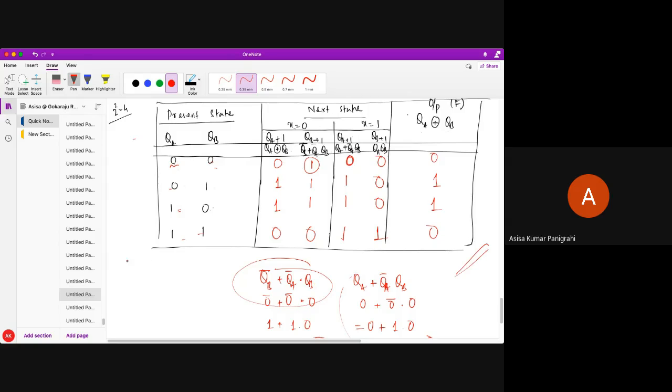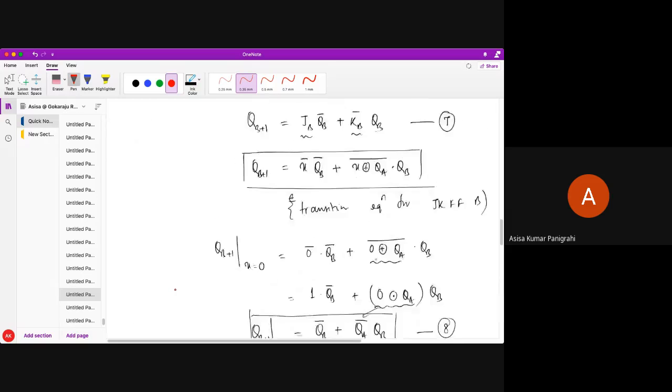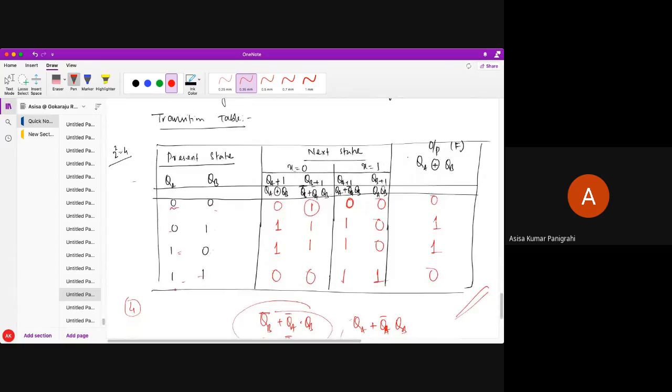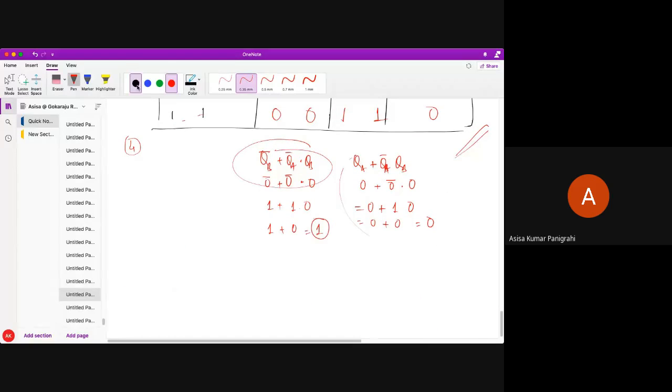If you do up to this, you will get 4 marks out of 10. You have to find out the transition equations, then you can find out the transition table. If you do up to this, you will get 4 marks. After this, step number 4. Are you understanding or any doubt in this transition table? Please let me know, students.